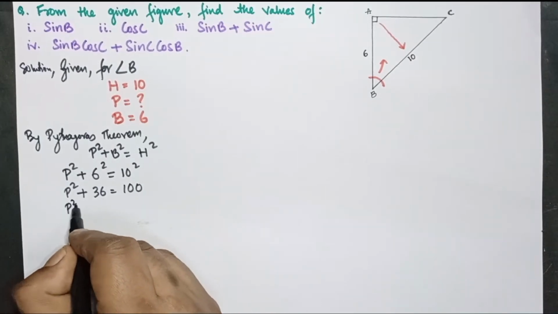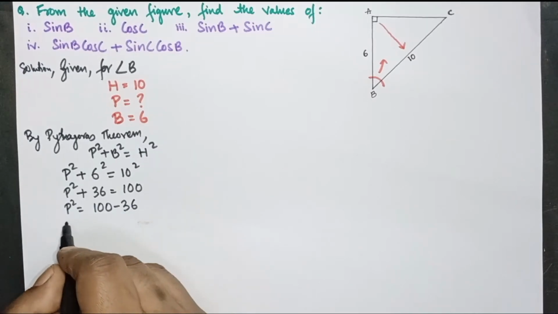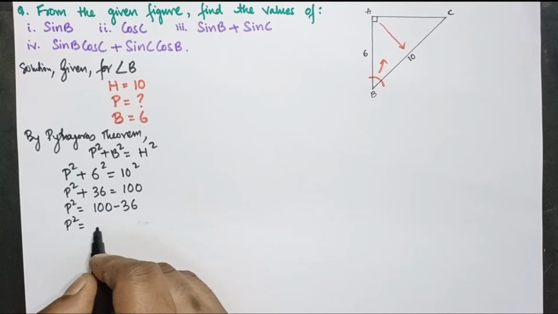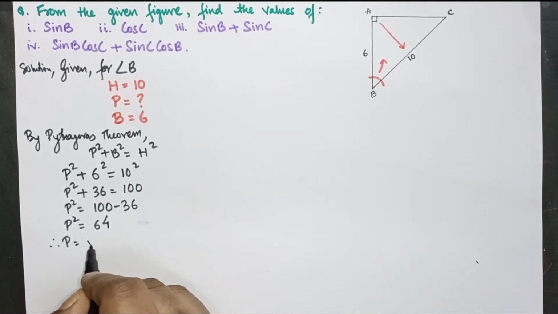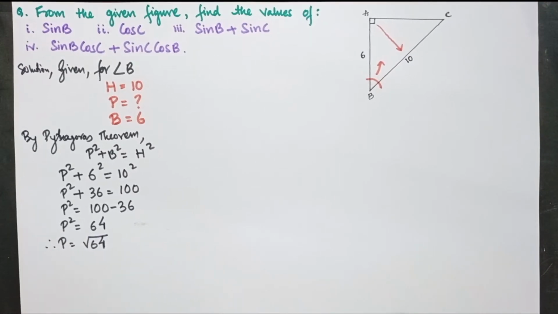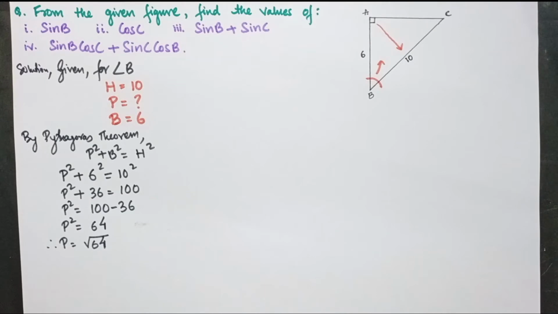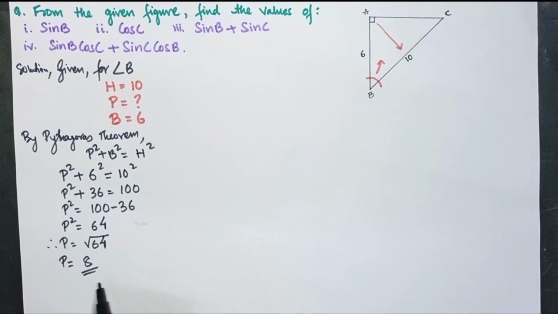So p square equals 100, and when you move 36 across it will be minus 36. So p square equals 100 minus 36, which is 64. So p is equal to under root 64. I already told you in my previous chapter that whenever an under root comes, it can be plus and also minus, but in this we'll take only plus. Why are we taking plus? Because it's the length of a triangle, and length of a triangle cannot be negative, so it has to be positive.